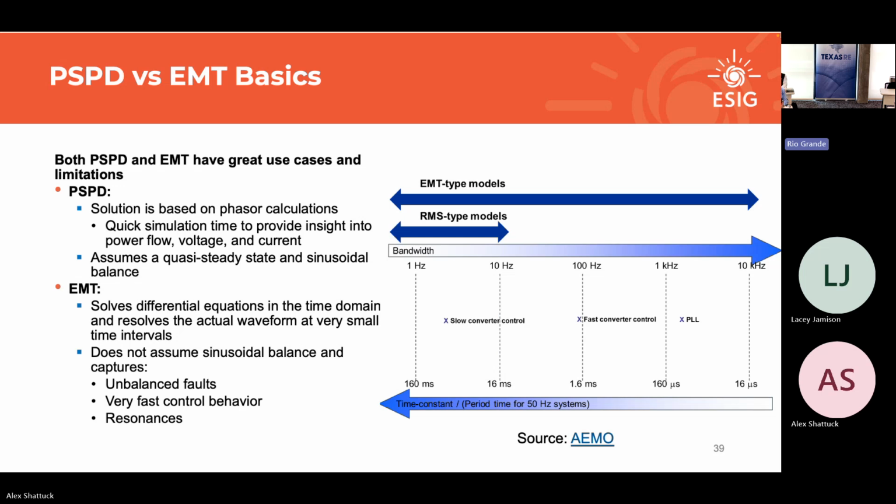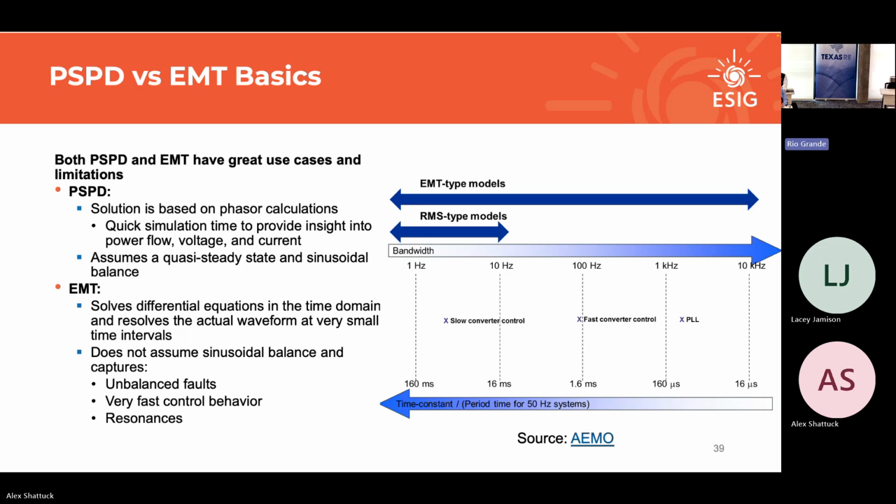And the reason why you get those things in the EMT world is that they're solving the differential equations each step. So it's in the time domain. You're actually resolving the entire waveform at whatever tiny time constant you're using. And Lucas is going to add probably better content.